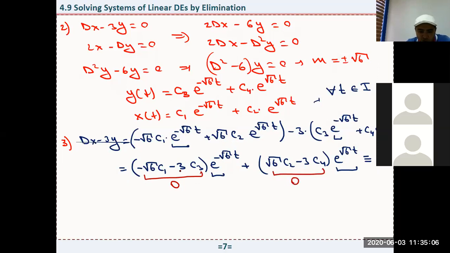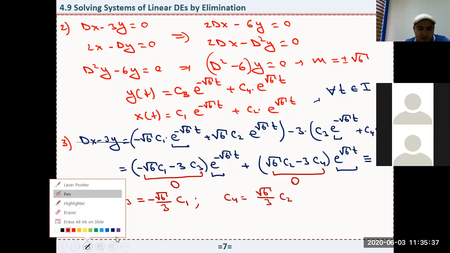Now from here I can find c sub 3. C sub 3 is equal to, take to the right hand side, divide by 3, so here we have minus square root of 6 over 3 c sub 1. In a similar way, what is c sub 4? C sub 4 is equal to square root of 6 over 3 c sub 2. So now if I substitute here, we can write the solution of this system.